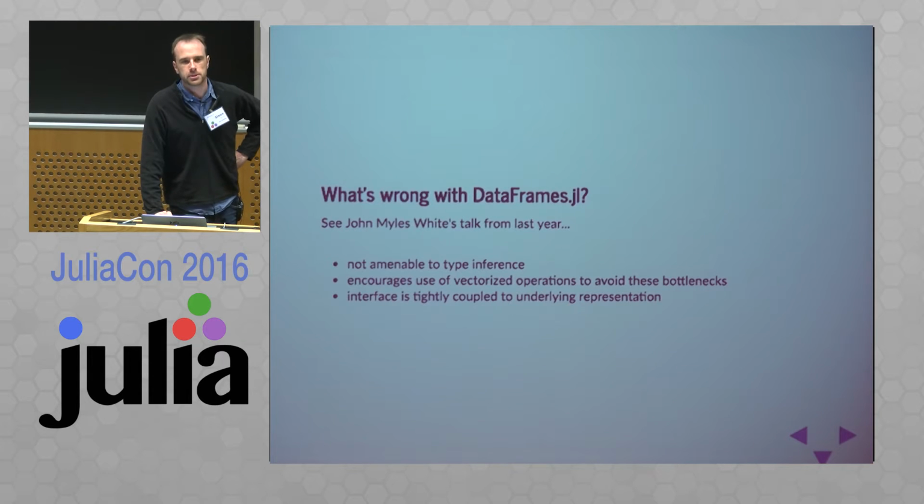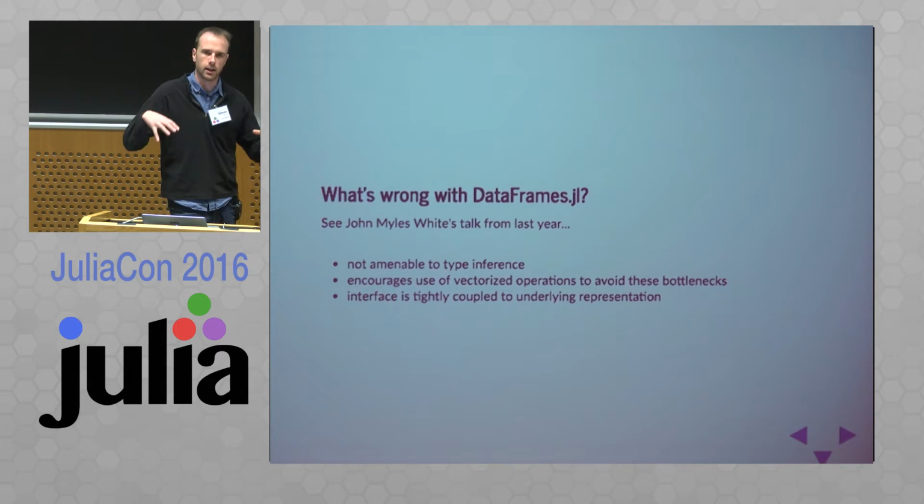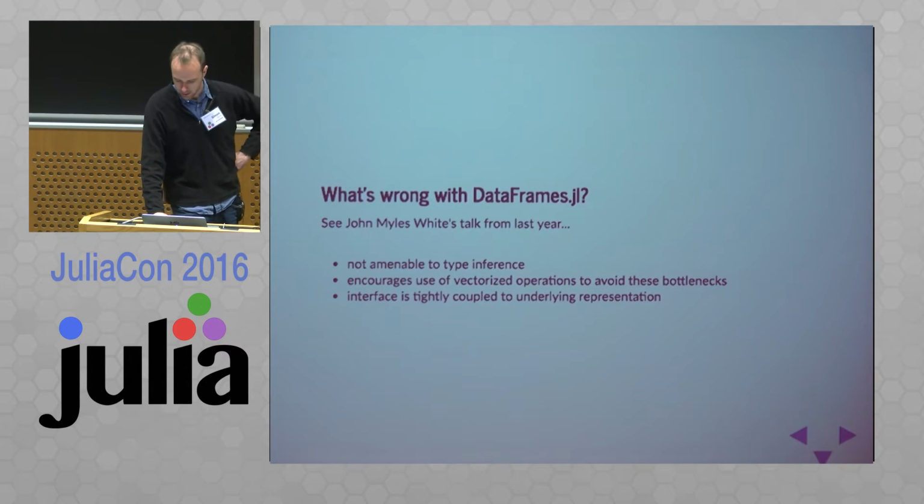And to get around these performance bottlenecks that result, it leans very heavily on vectorized operations. Again, this is partly due to its R heritage, which are the tricks it uses. And the problem is it's not very extensible because the interface and how you use it is very tightly coupled with what it is actually underneath.